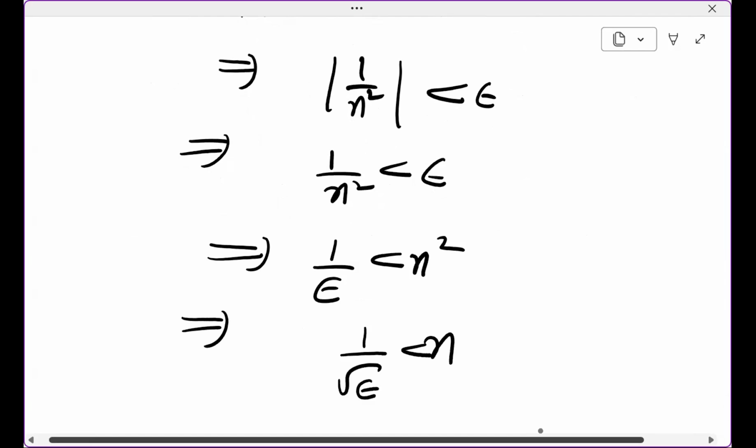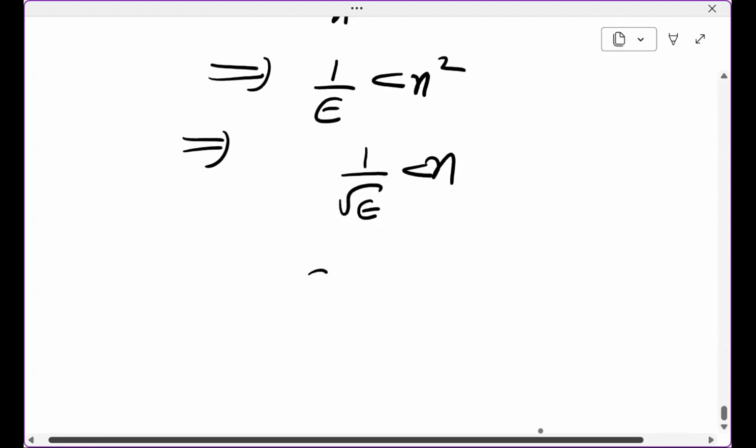Of course, modulus will be there. I want only this side, so I'm taking only that side. So it will be between minus root epsilon and plus root epsilon. This is 1 by root epsilon. I want to find out what the n value is. N is greater than 1 by root epsilon, the positive square root of this.